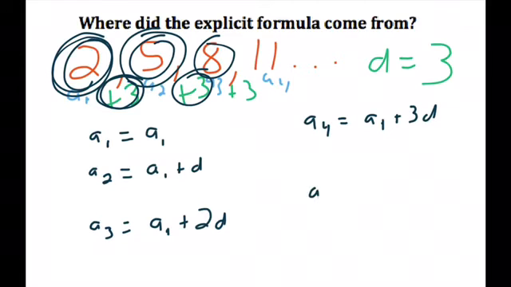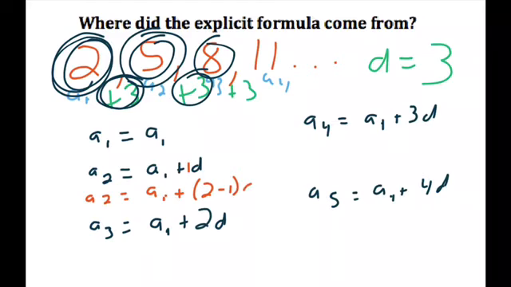And to get to a sub 5, I would have a sub 1 plus 4 d's. Okay, now this is where the explicit formula comes from. If we look at our pattern here, I have a sub 2 equals a sub 1 plus, now remember there's an invisible 1 right there. So I can put in parentheses 2 subtract 1 times d, because 2 minus 1 is 1.